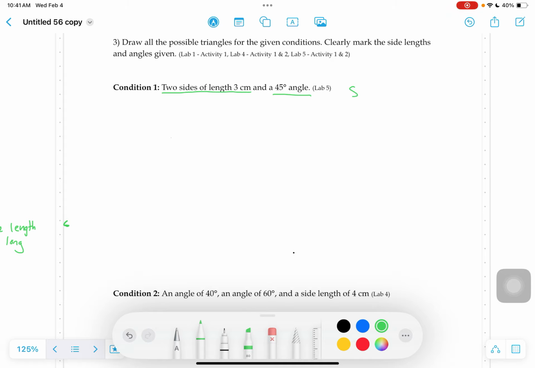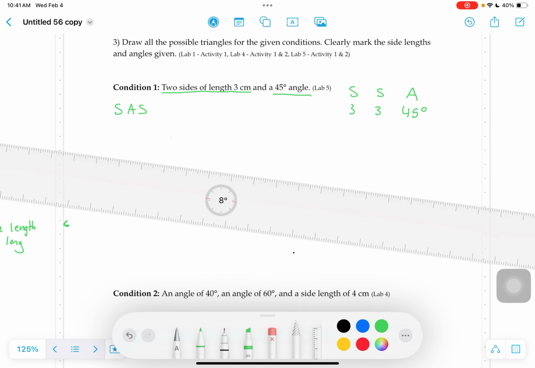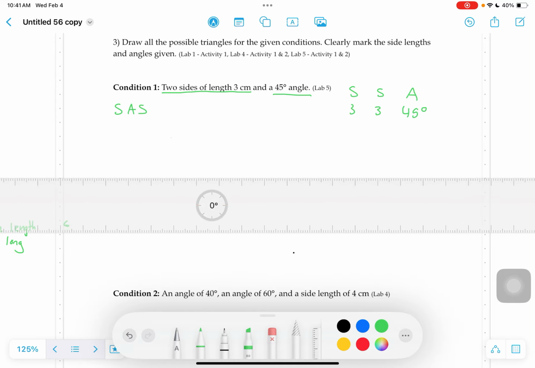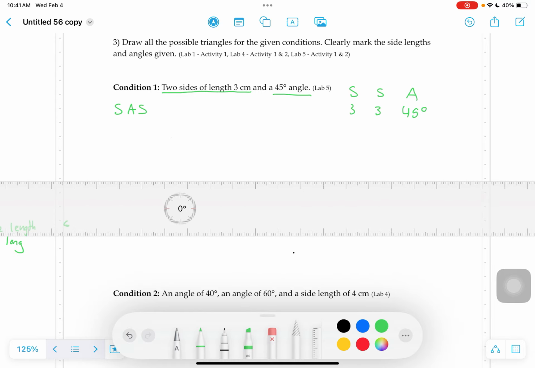So that means I have a side and an angle, and I can place them in any order that I would like. So let's start with my favorite, side, angle, side. I'm going to get out my ruler and my protractor, and I'm going to start by drawing one of my sides. 1, 2, 3 centimeters.